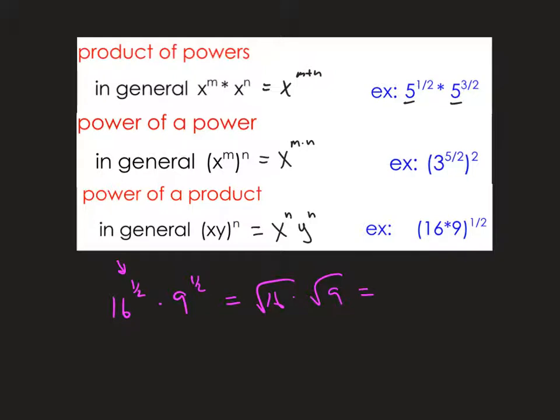I could multiply the 16 times the 9 and get a big number, but that's not necessary because the square root of 16 is 4. The square root of 9 is 3, which is 12. But by the way, the square root of 16 times 9 is 144, and the square root of 144 is 12. So I guess it depends on how you see it, but I like to keep the number small when I can. Work smart, not hard.